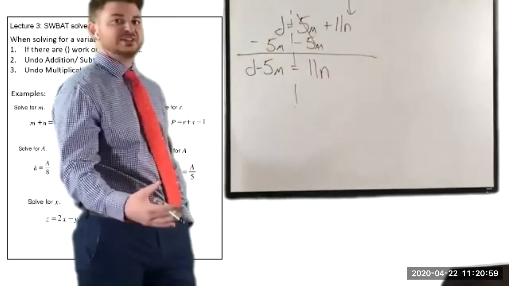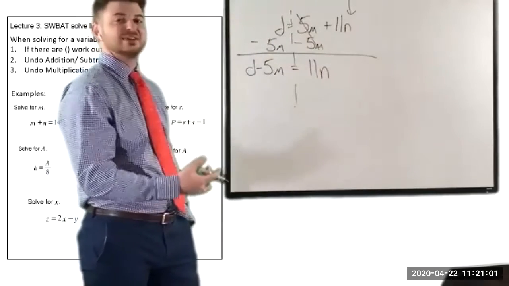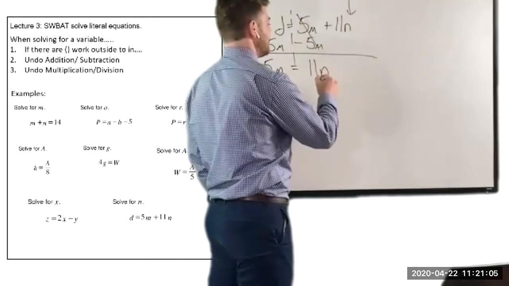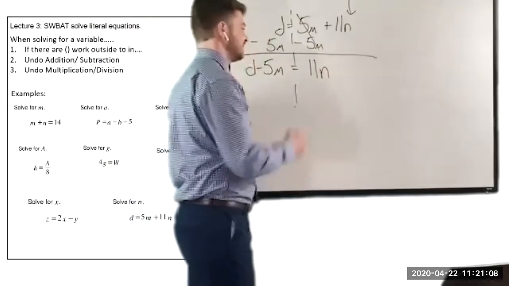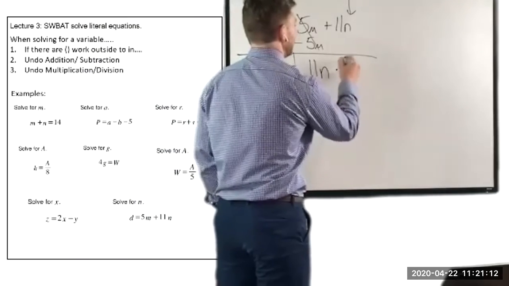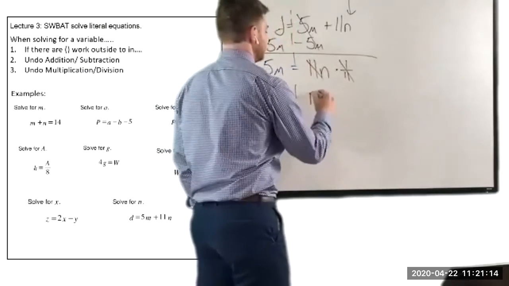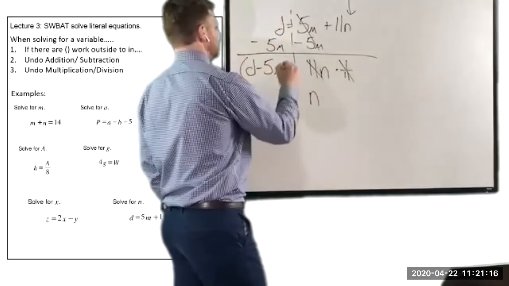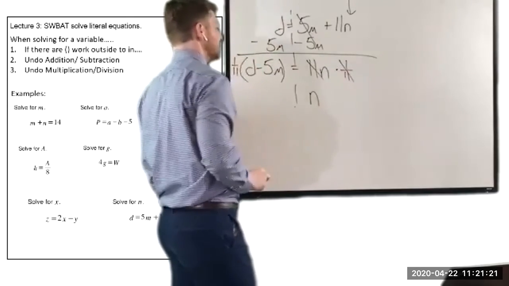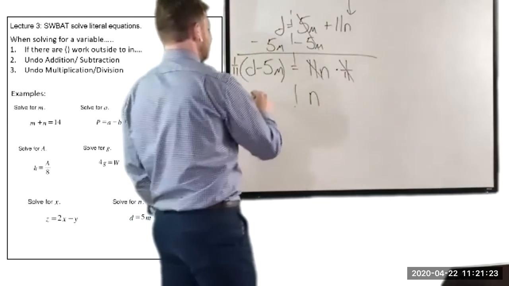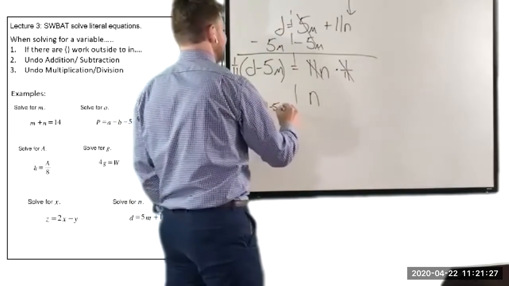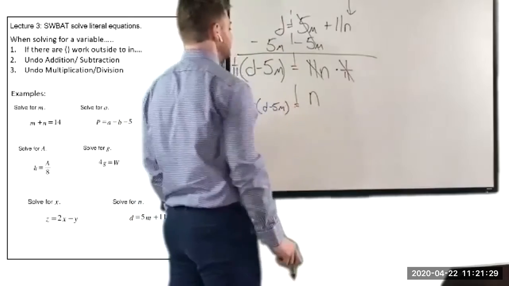After we do addition and subtraction, the next thing we have to do is multiplication or division. In this case, we have 11 times n. I'll do it the other way, just to show you. We could multiply by 1 over 11, and that would cancel out, just leaving us with n. So if we multiply by 1 over 11 on that side, we also have to multiply by 1 over 11 on this side. So an answer would be 1 over 11 times d minus 5m equals n.